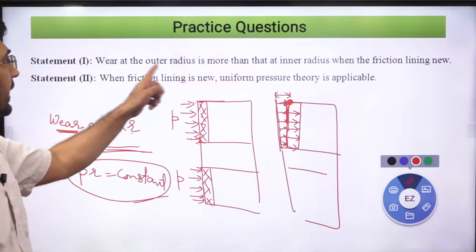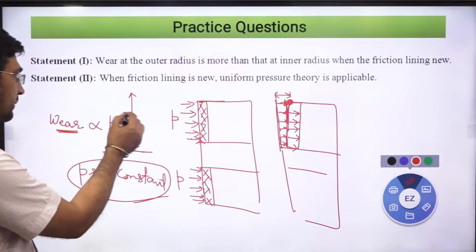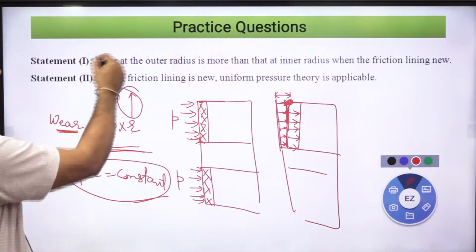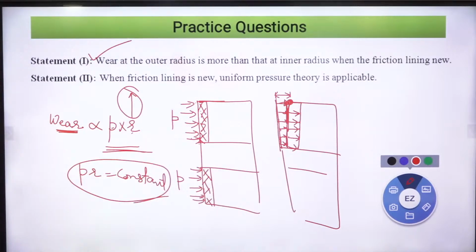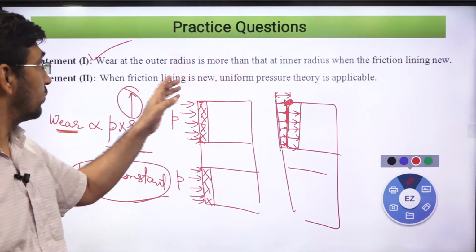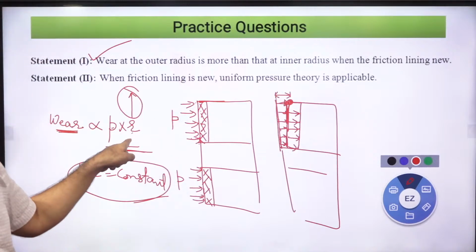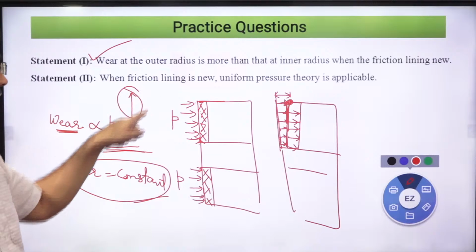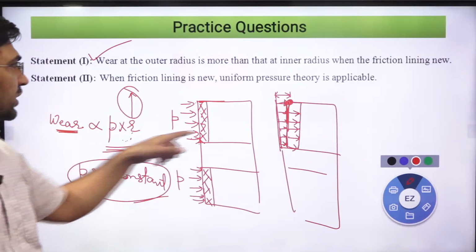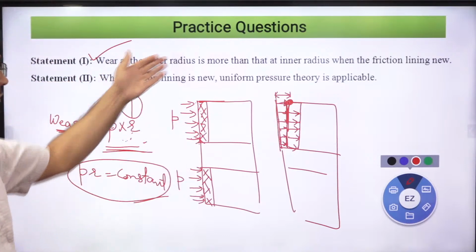Now see, wear at the outer radius is more than the inner radius when the friction lining is new. Why? This statement is correct because R is more. So it is correct. Now see the statement: what is the reason why the wear is more at the outer radius? This is the reason. But he has not given you the reason. He has given some other statement.